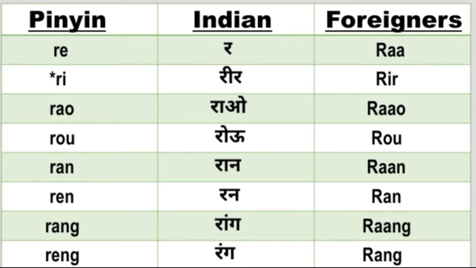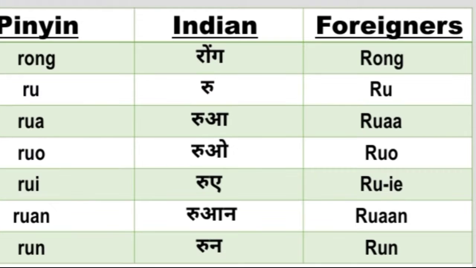Repeat after me, run. The next Pinyin is RANG, which has a pronunciation of rang. Repeat after me, rang. The next Pinyin is RENG, which has a pronunciation of rung. Repeat after me, rung. The next Pinyin is RONG, which has a pronunciation of wrong. Repeat after me, wrong. The next Pinyin is RU, which has a pronunciation of Ru.